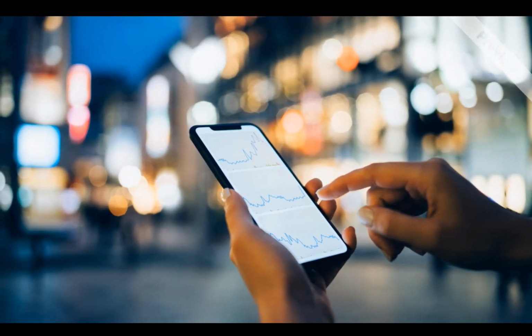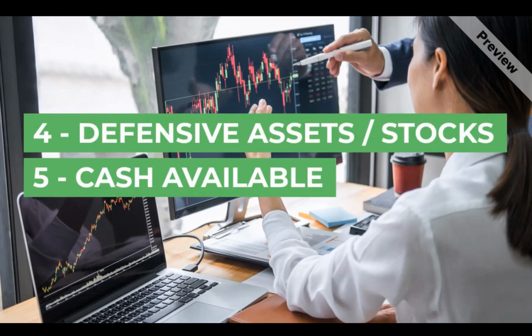We're going to talk about the fourth and the fifth one. We're talking about the fourth one, defensive assets and stocks. Maybe you already know that there are some types of assets, for example gold. We already did another video explaining that, so if you didn't see it, you can click on the suggested videos.